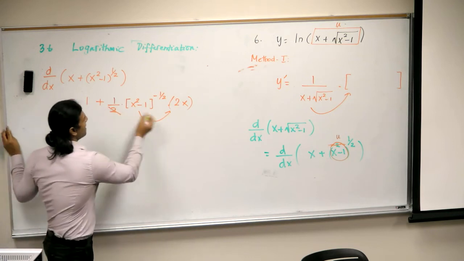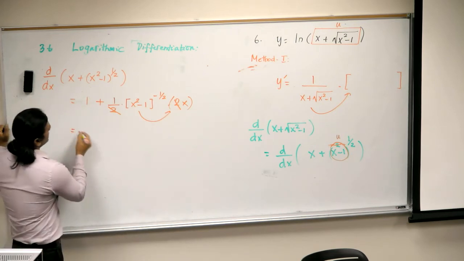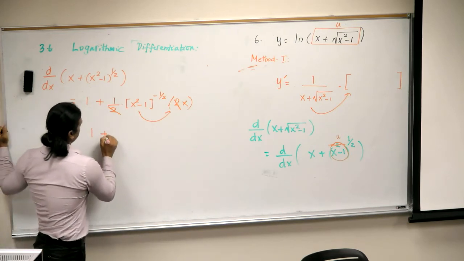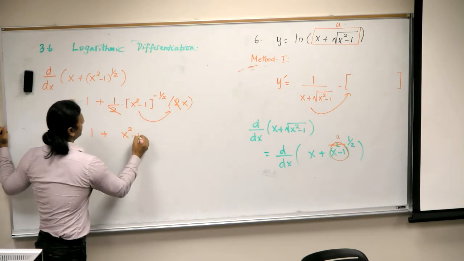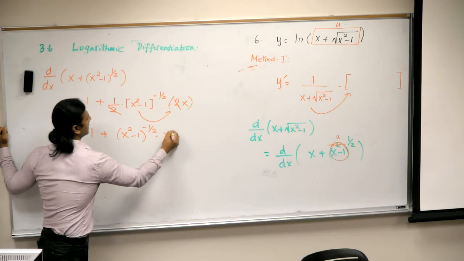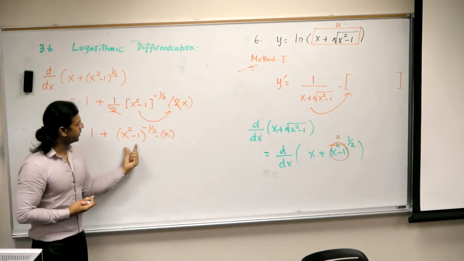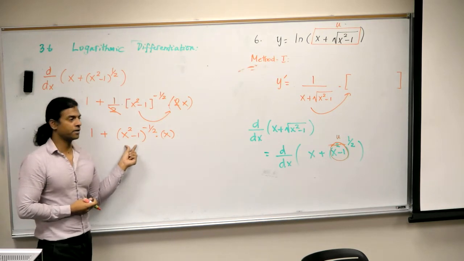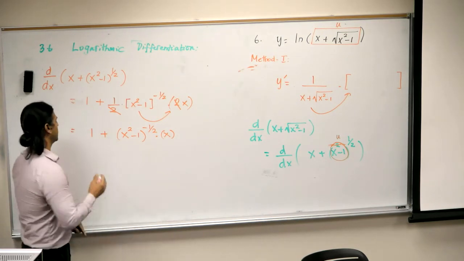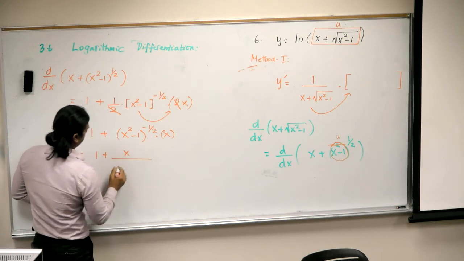So the half and the 2 will get cancelled. So we will have 1 plus x, I made a major mistake, 1 over x plus (x squared minus 1) raised to the half, times x. Yes? One more step, we can move that (x squared minus 1) raised to the half to the denominator. Or should I start that as x plus? Yes, that was it.